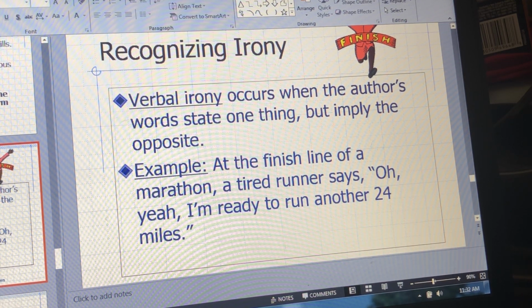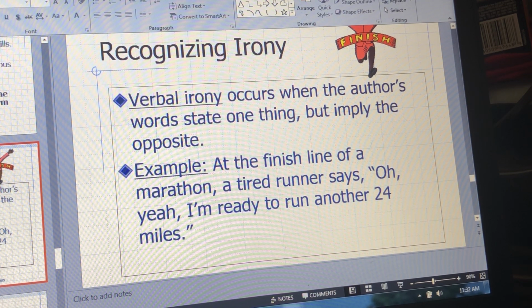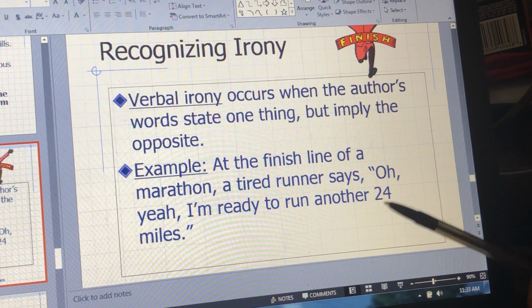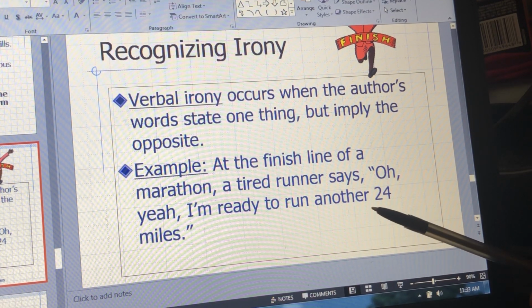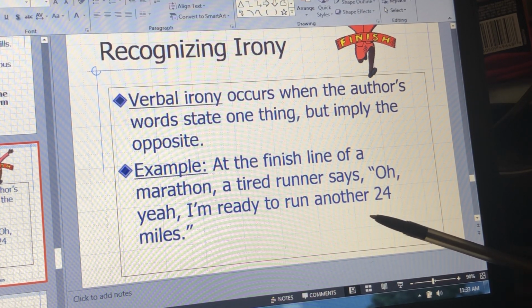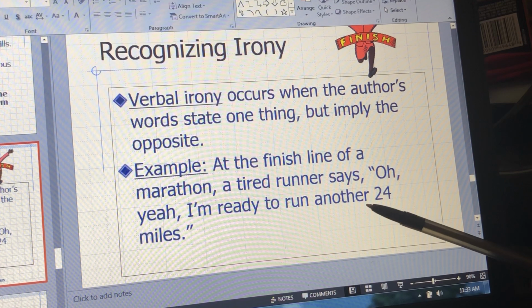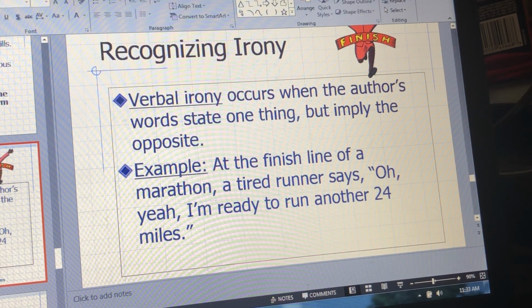Okay, so at the finish line of a marathon, a tired runner says, "Oh yeah, I'm ready to run another 24 miles." The words themselves say that, but we know that the runner is exhausted after running 24 miles, so we know these words can't be taken literally. We have to appreciate the irony there. He's saying, "I'm ready to run 24 miles," but what he's really saying is, "I need to collapse right now."